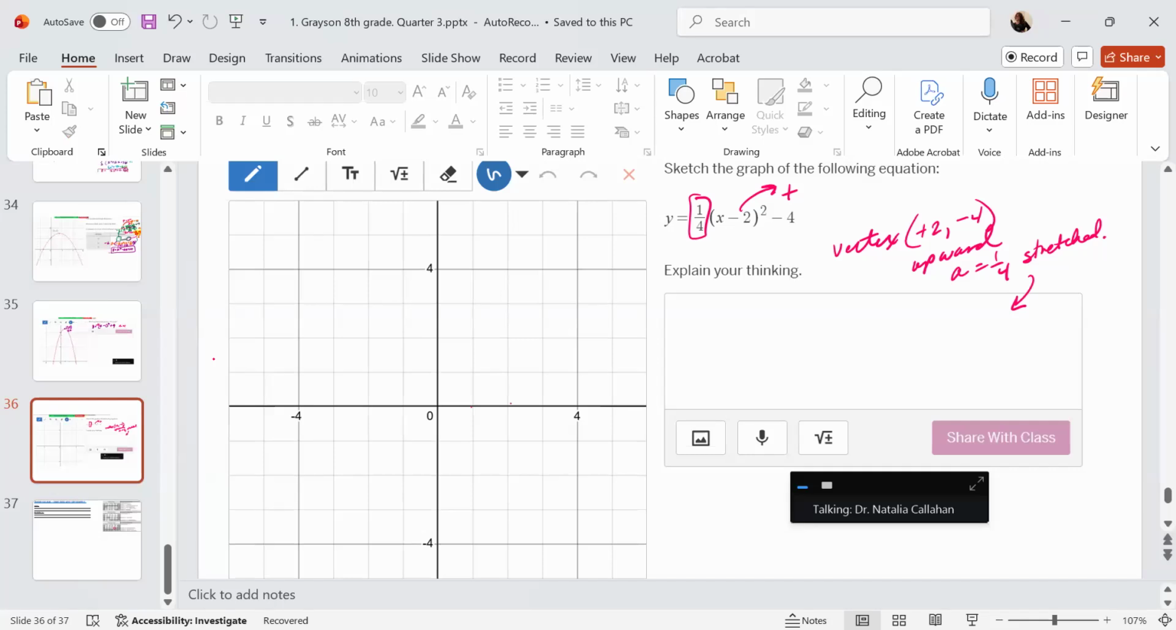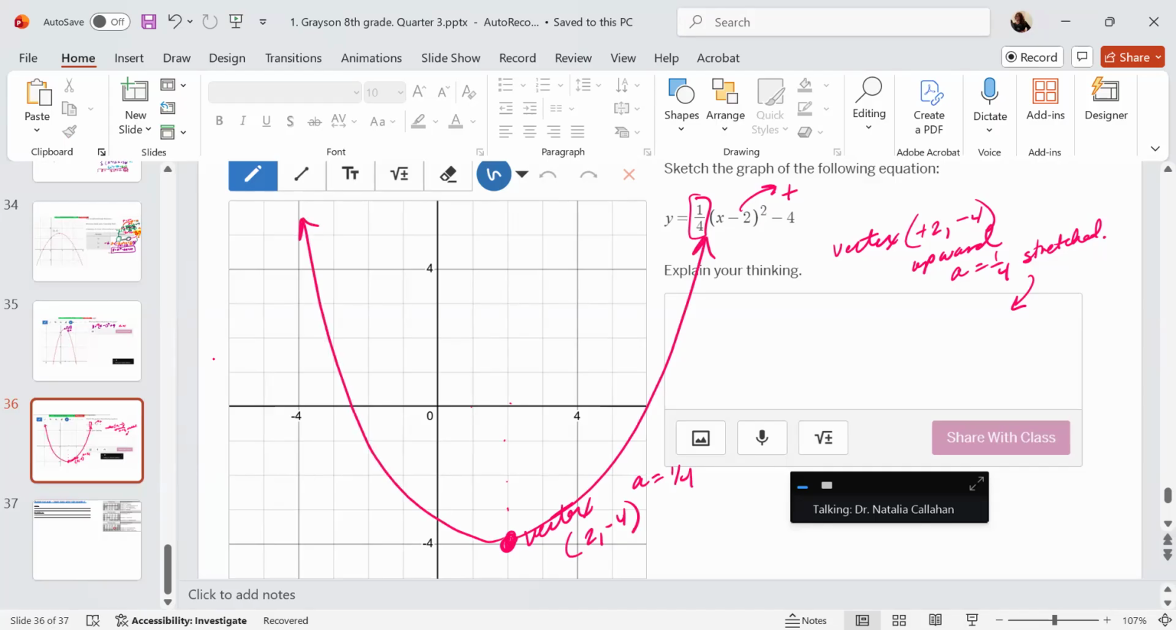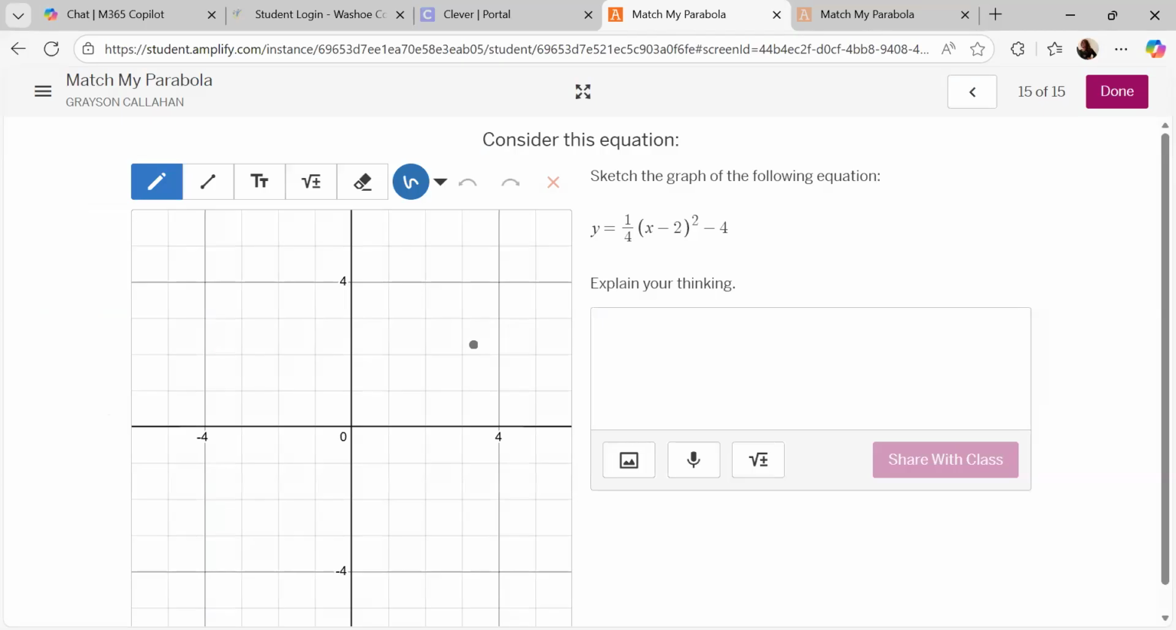So here's 1, 2, negative 4: 1, 2, 3, 4. That is the vertex, correct? Label that as (2, -4), right? It's going to be upward, but it's going to be stretched because A is equal to 1/4. It is going to be a lot wider, like that. Does that make sense? Okay, that's what you need to draw. So go ahead and do that here. You can draw with a mouse. Go ahead.